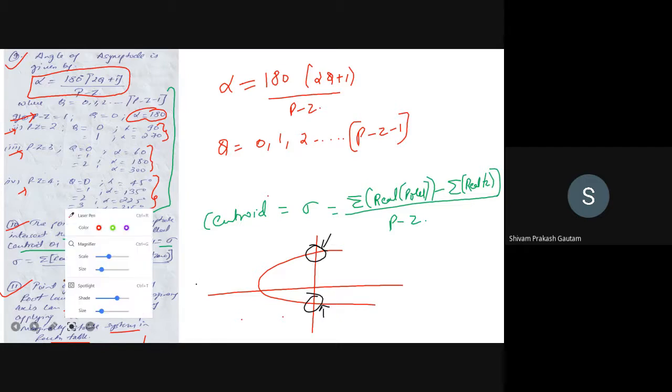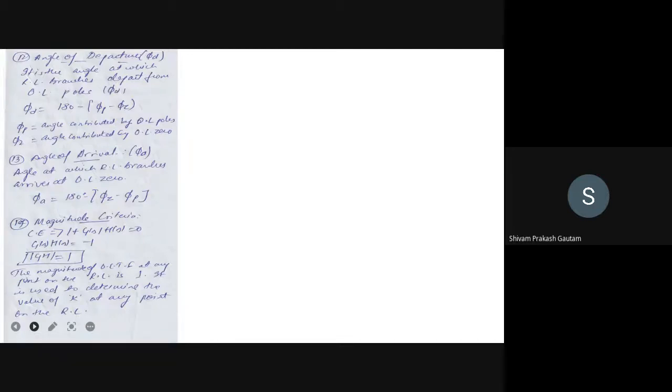Let us move to the next step, that is step number 12. The angle of departure is the angle at which root locus branches depart from open loop poles, given by phi d. And why do we need this angle of departure? Because suppose we are having complex conjugate poles like this, right? And you know that at poles the value of gain is equal to 0.